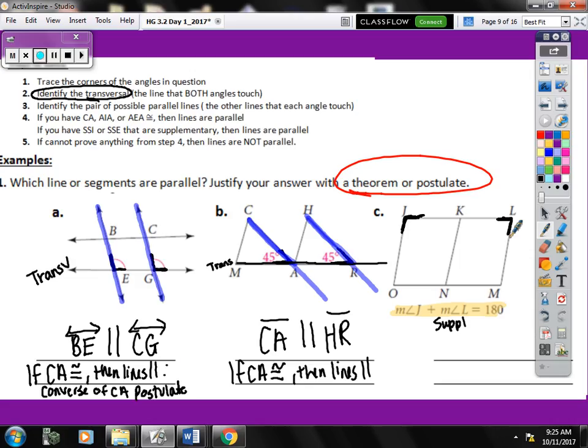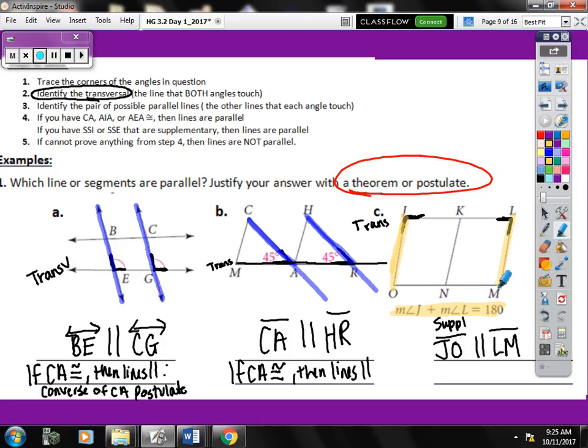Yep. Segment JO and segment LM. Segment what? JO and same LM. Yes, JO and LM. This segment JL is the transversal. That's the line they both touch. So the potentials are these two.